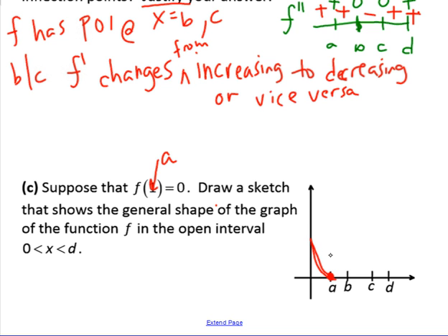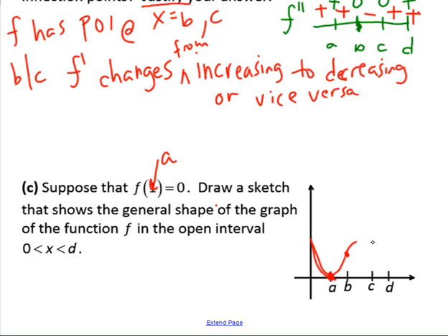After A, between A and B, we're increasing and concave up. But at B, we have a point of inflection. So we're going to change concavity at B. We're concave up, and then we start to change concavity. You can see how I've started to change concavity there. So now after B, we're concave down, but we're still increasing. And we're going to continue increasing the rest of the graph.